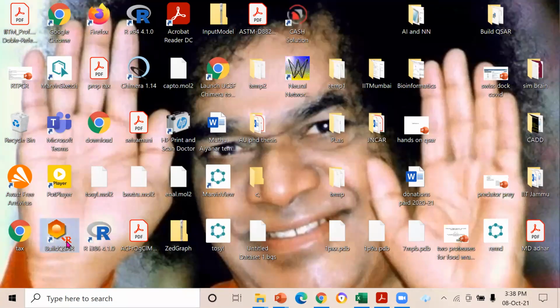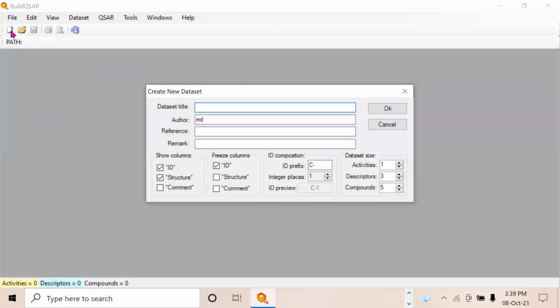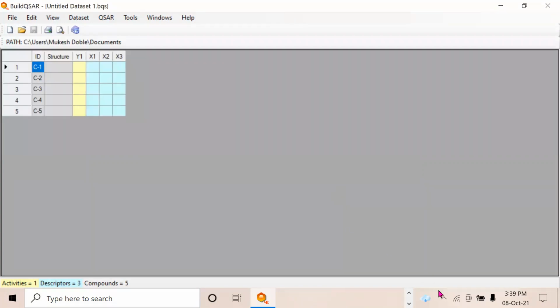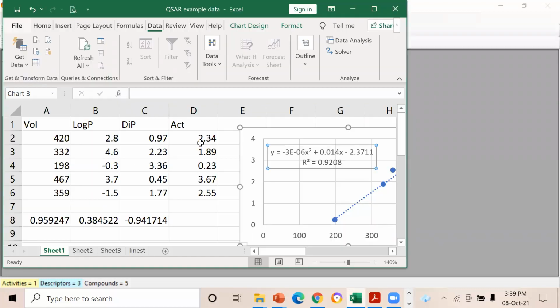Okay, there is one software called Build QSAR that also can do multiple linear regressions. It almost looks like Excel actually. So the data I will copy, this data I will copy, and I will show you how to use that.